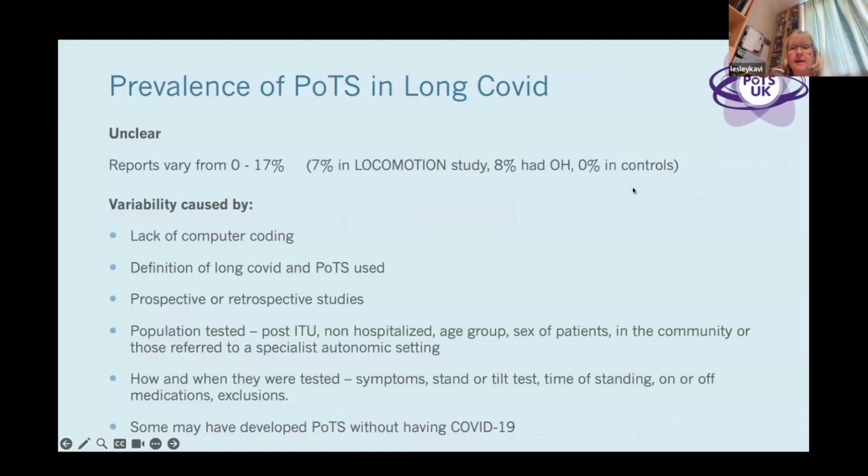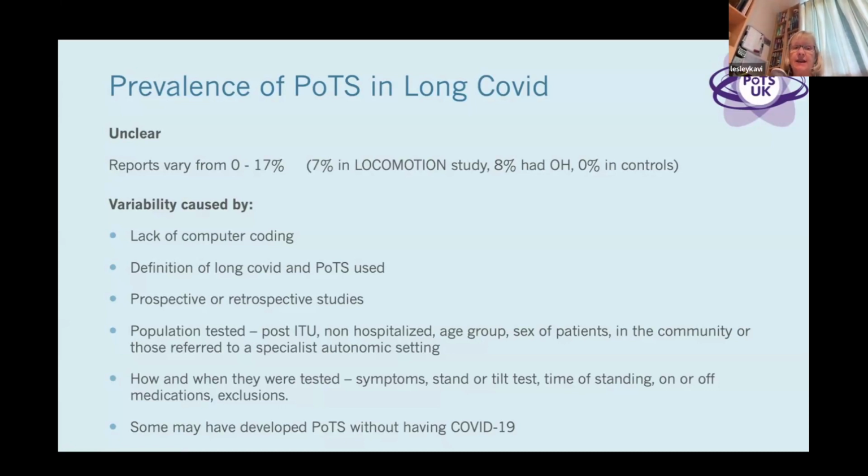So how common is POTS in long COVID? The answer to that is that it's not clear. There have been a wide variety of reports, ranging from none in one study to, in fact, up to 50% in one where they actually used symptoms, and I should say a rather dubious definition of POTS. I think it was 7% in the LOCOMOTION study, and none was found in the controls.